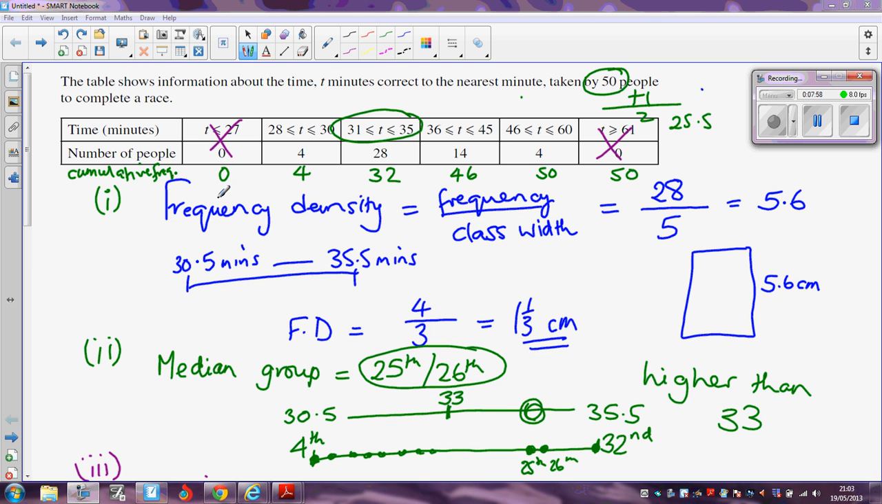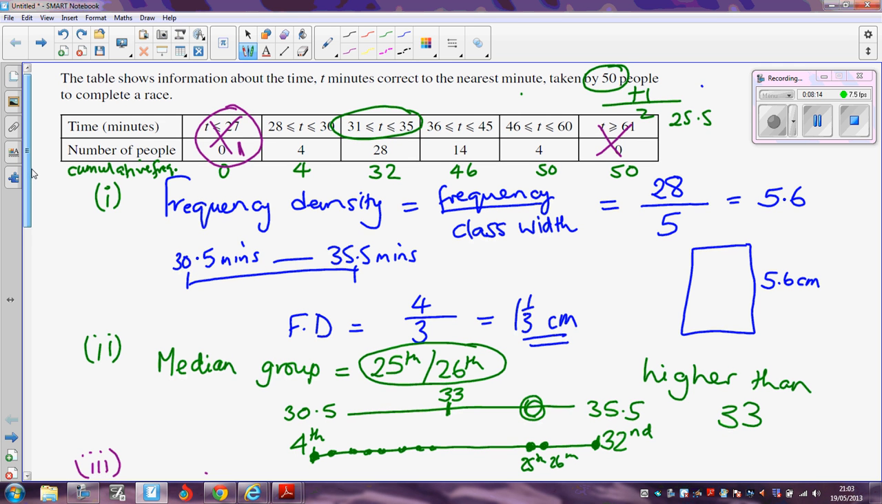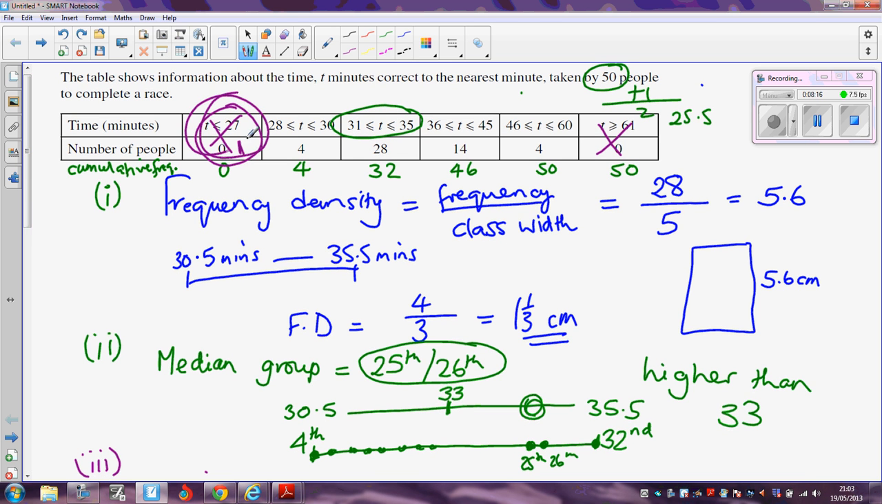The question now says that they do a bit of retiming and they discover that the winning time was actually less than 27.5 minutes, which means that there is actually a 1 in this column here. So there's one person who actually got a time of less than 27.5 minutes. So they're actually now in this group here.